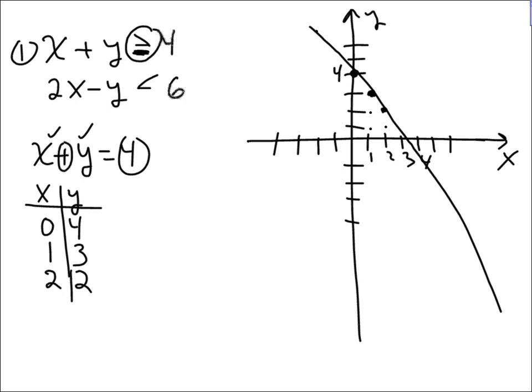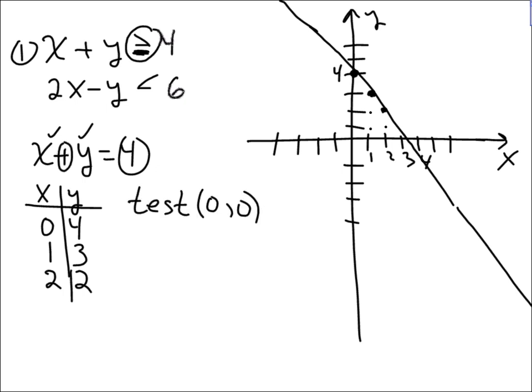Okay, there it is. Now we need to decide which side to shade in. So, it's clear to me what half of the line the origin is in. The only time you really wouldn't use the origin is if the line crosses the origin. What side of the line is the origin on? It's not on any side. It's on the line.